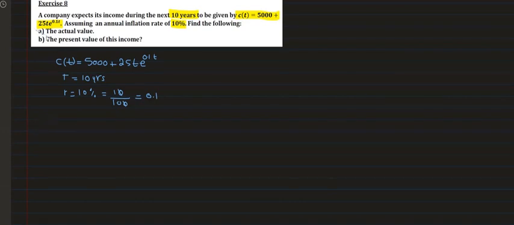Okay, for the actual value, if we call it AV, so the AV is the accumulation from 0 to t of the income function dt. We have here from 0 to 10, c of t is the given function.